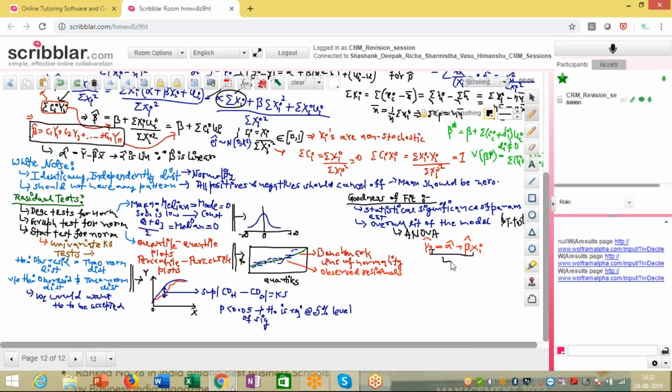This is the causality test. So what is the question that we are trying to address right at the beginning when we try to assess the goodness of fit of the model? The first question that we try to address over here is: does xi cause yi?